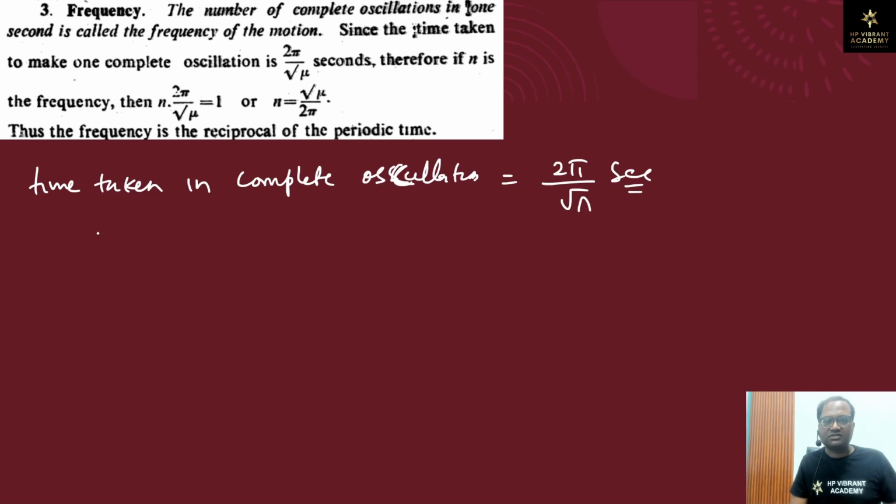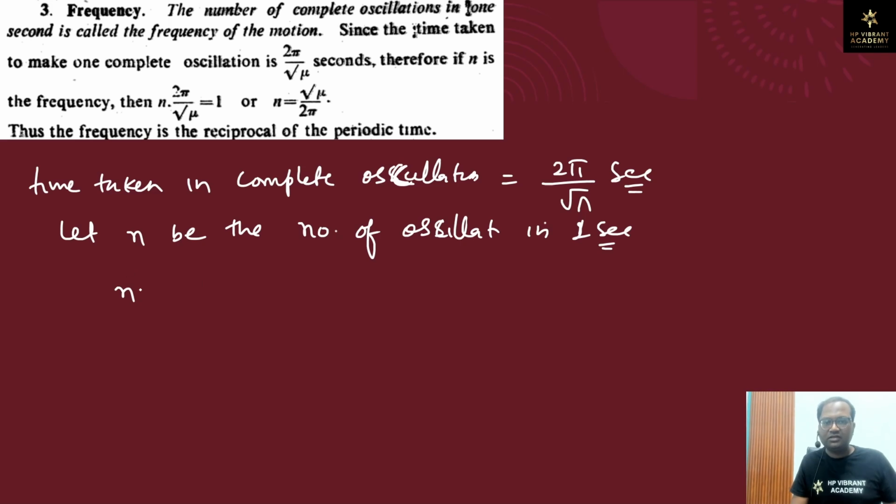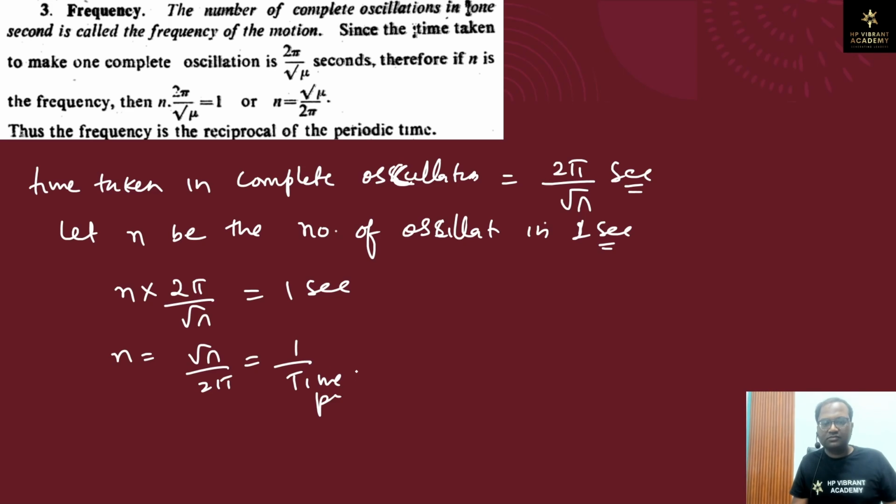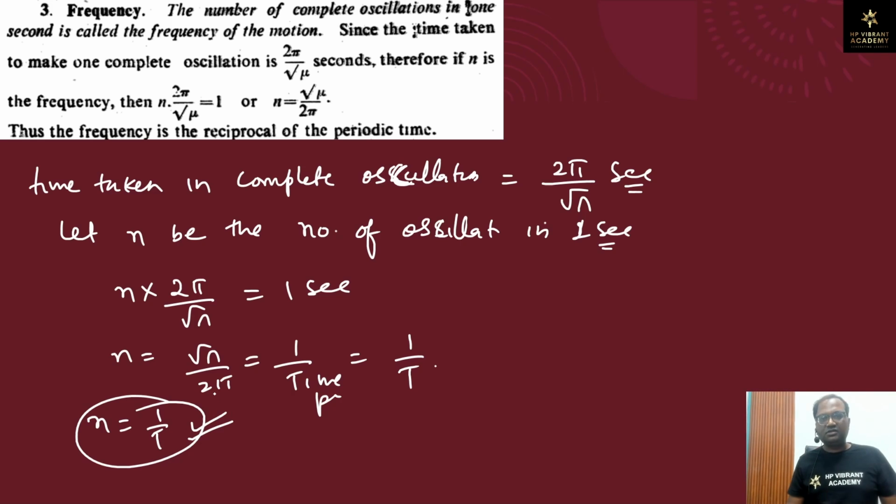So the number of oscillations. Let n be the number of oscillations in 1 second. n into 2 pi upon root under mu is equal to 1 second. This means n is equal to root under mu upon 2 pi. This is equal to 1 upon time period, 1 upon T. So n is equal to the reciprocal of the time period. So the number of oscillations in 1 second is called the frequency of motion.